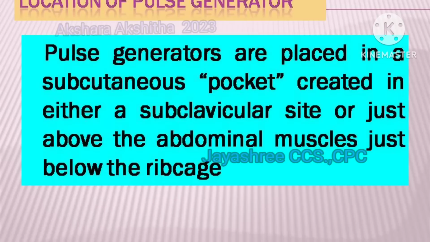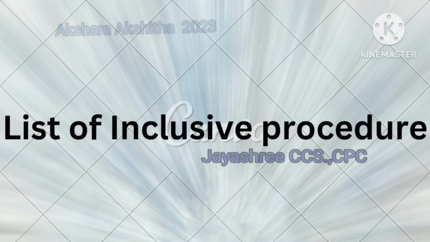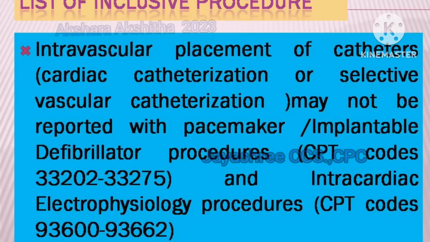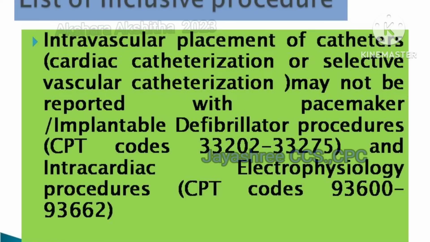Okay, then let's start coding guidelines. Coding guidelines means what are the include procedures, what are the excludes procedures in the pacemaker system. So now we saw what is the pacemaker, what are the parts of the pacemaker, the device pacemaker, the parts where they will fix into our body. So now let's start with the list of the inclusive procedures.